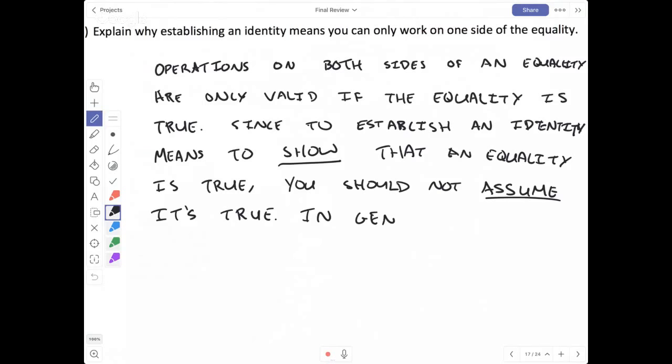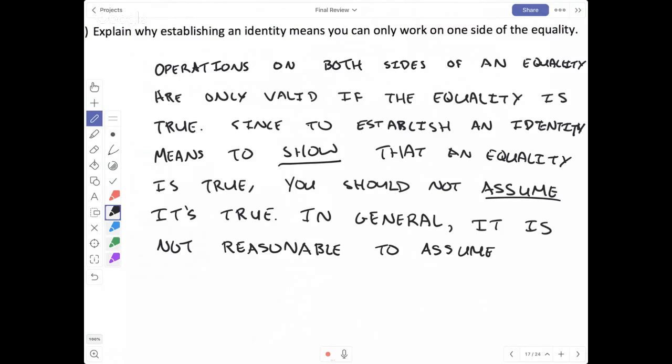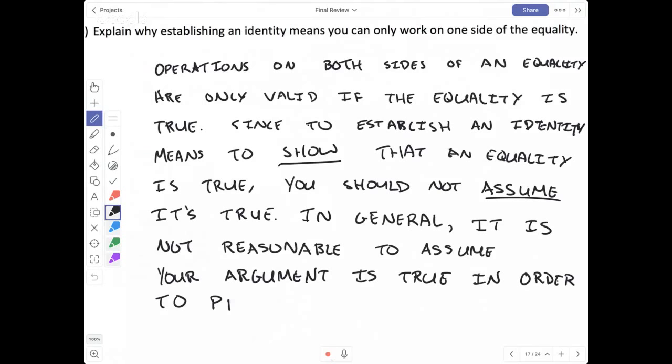In general, contrary to what many politicians seem to think, it is not reasonable to assume your argument is true in order to prove it's true.